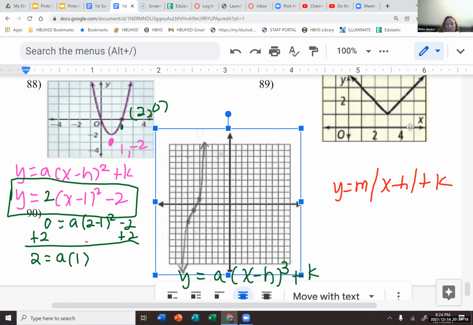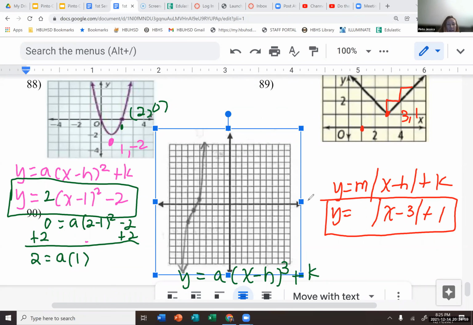So for 89, I find the hk, it's the vertex again. So the vertex here is, this is the origin. It's 3, 1. And so that's just y equals m x minus 3 plus 1. Love that. And then the slope is up 1 over 1. So I actually don't need an m here at all. It's just like this. That's the final answer. So I love absolute value because we don't have to do the work like we have to do in 88 and 89.